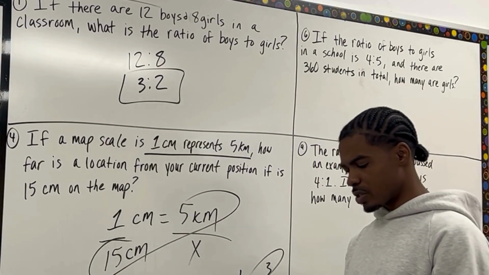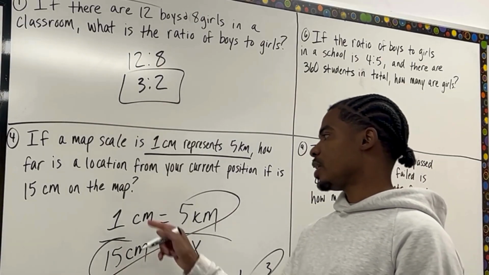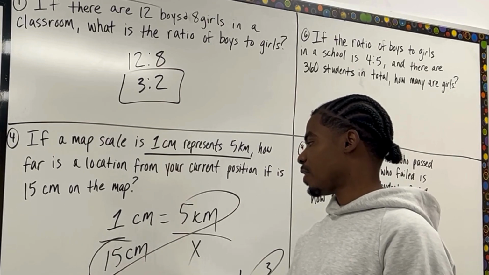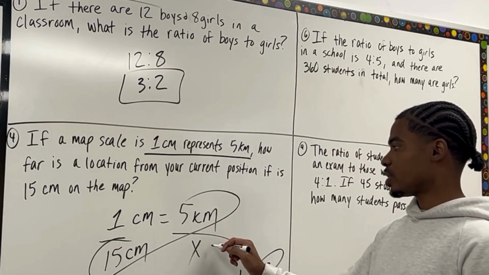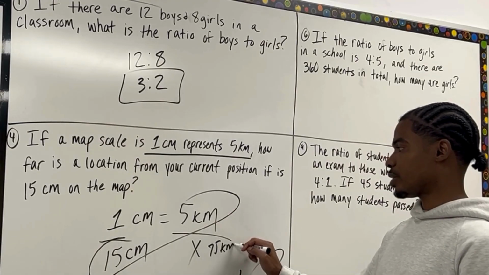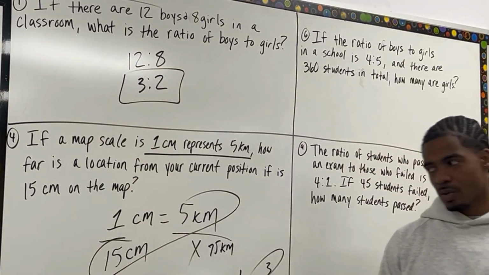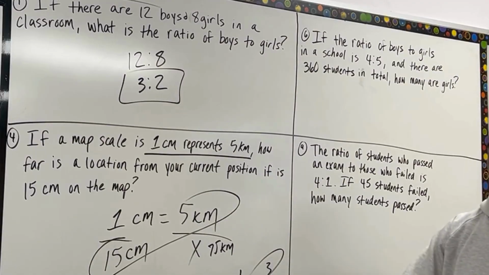15 times 5 is not 125. It's 75. Then 75 divided by 1 is 75. Okay, so that should have been 75 kilometers. So what you would use is pretty much like a butterfly method.